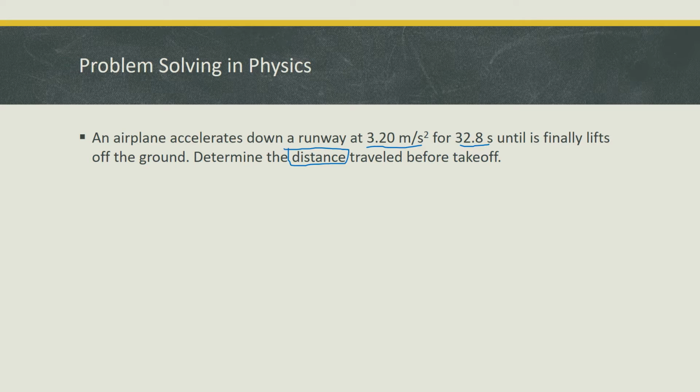Step number 2 is to devise a plan. My plan is going to be to solve for distance by using a formula that includes both acceleration and time. By looking at a formula chart, I can tell you that distance is equal to initial velocity times time plus 1/2 times acceleration times time squared. Step number 3 is to carry out my plan.